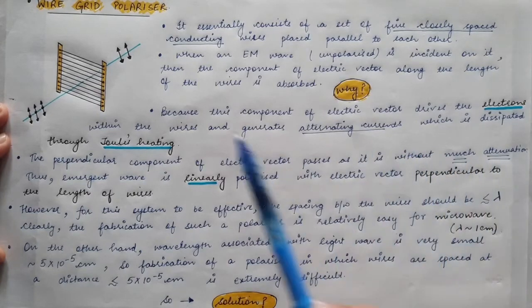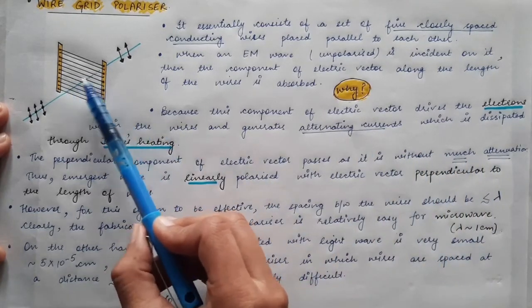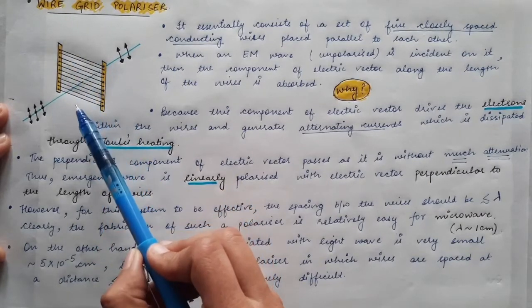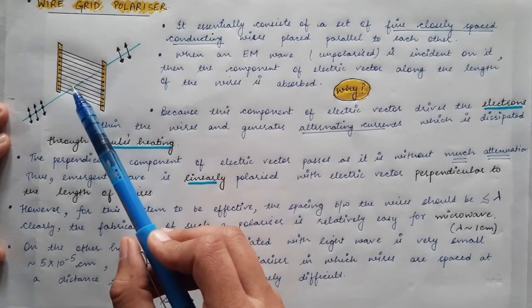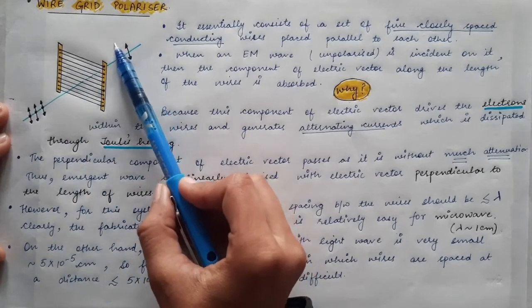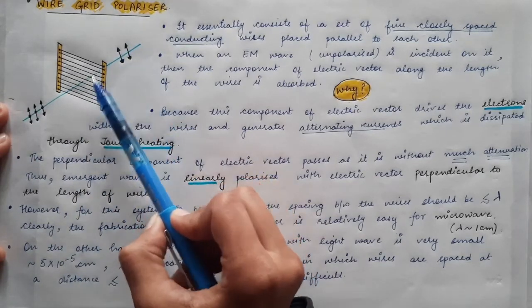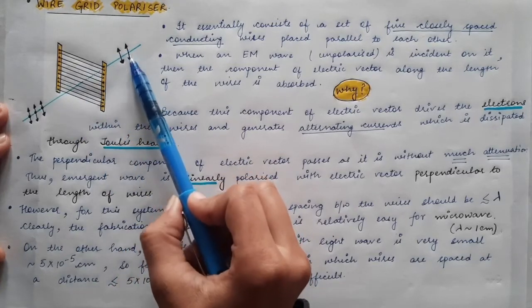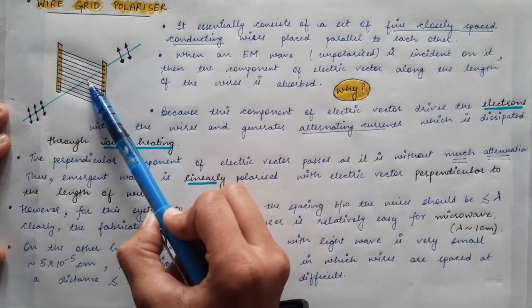So only the component of the electric field which is along the length of the wires gets absorbed by this device, and the perpendicular component, the component of the electric field which is perpendicular to the wires, easily passes through this device. Therefore the light which comes out of this polarizer is linearly polarized light with the vibrations of electric field perpendicular to the length of the wires.